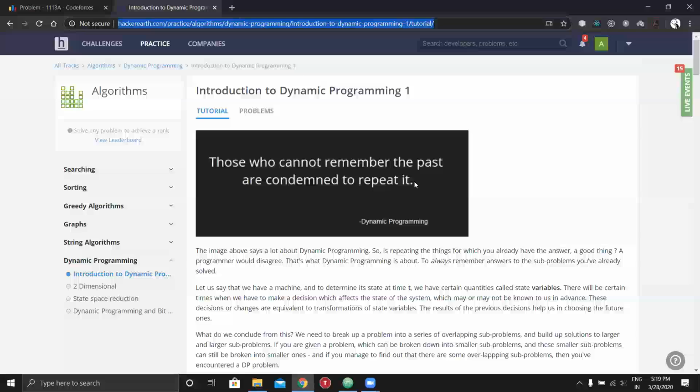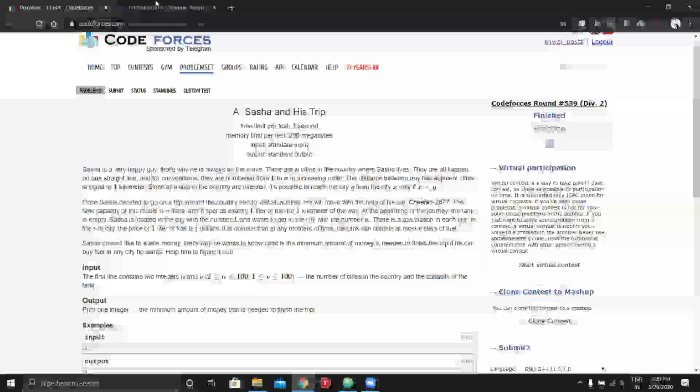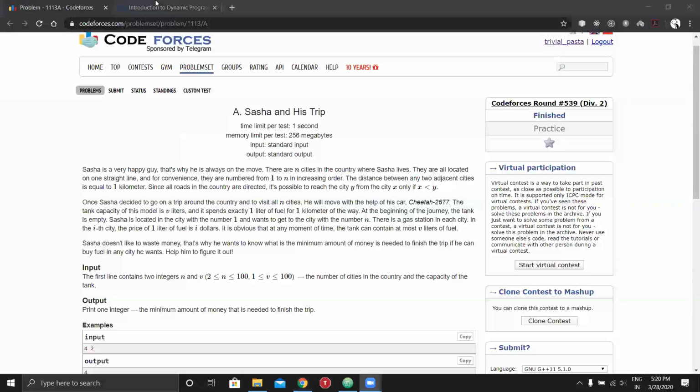Now, this is the main motto of DP. Those who cannot remember the past are condemned to repeat it. What that basically means is you'll have to remember things from the past. Like, you remember a lot of variables so that you can avoid unnecessary calculations. Okay. Now, let me give you a very small example for this.